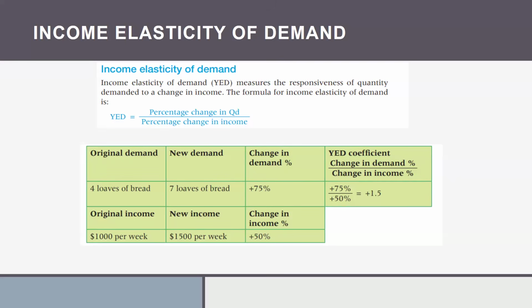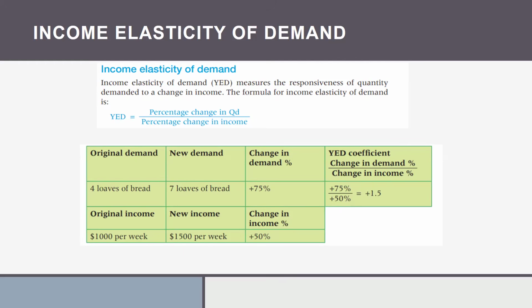Almost finished. You have 2 more. Well, 3 more actually. You know price elasticity. We also have income elasticity. So price elasticity of demand shows the responsiveness of demand due to a change in price. Income elasticity of demand shows the responsiveness of demand due to a change in income.